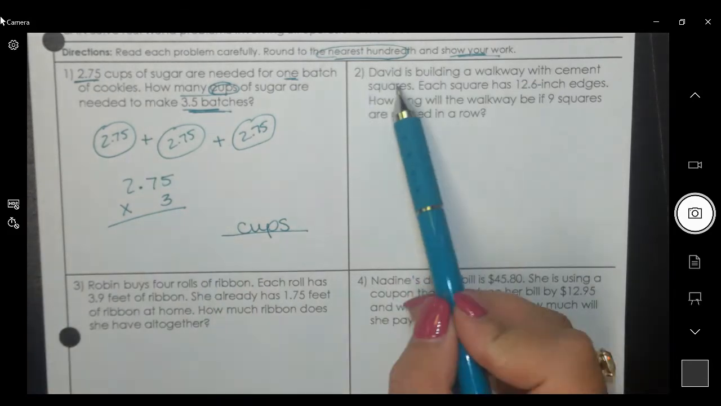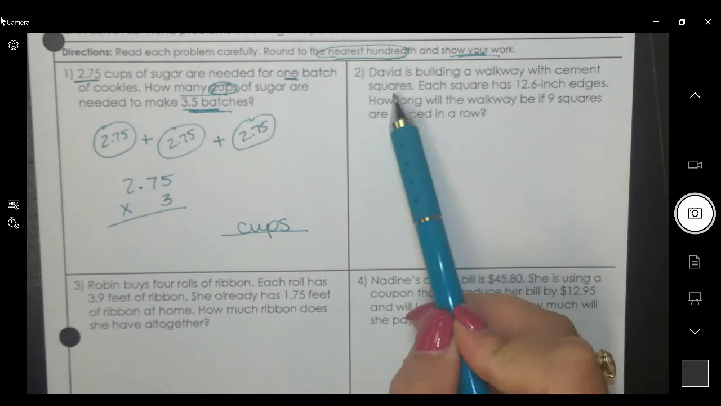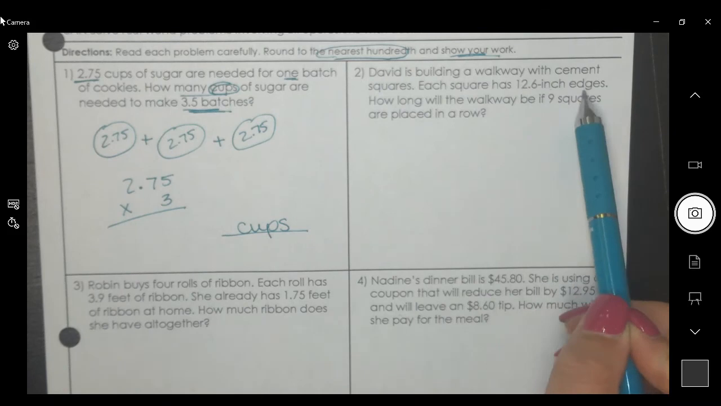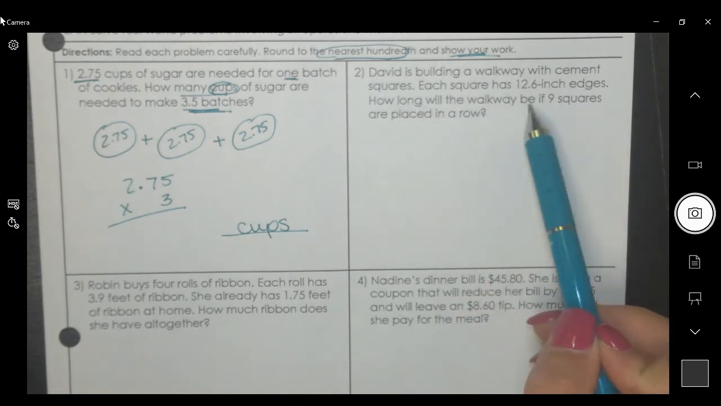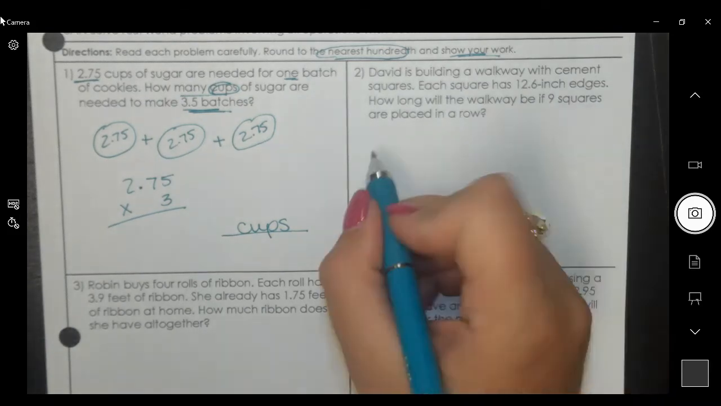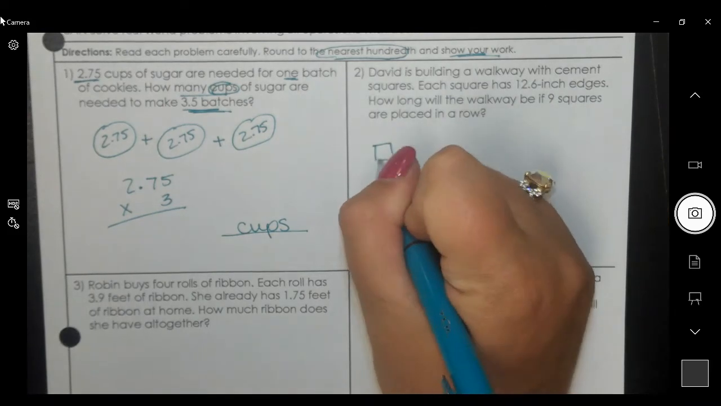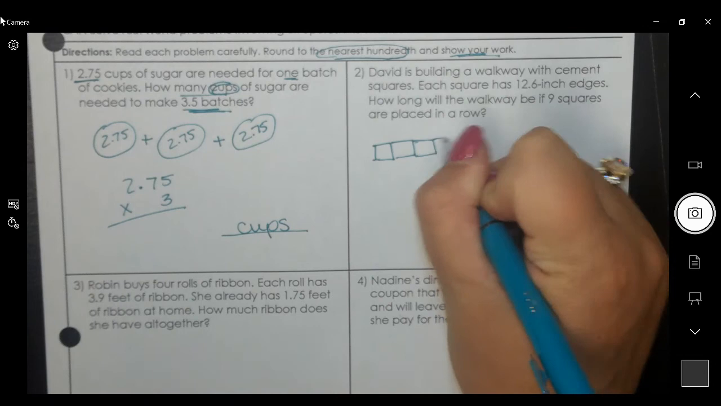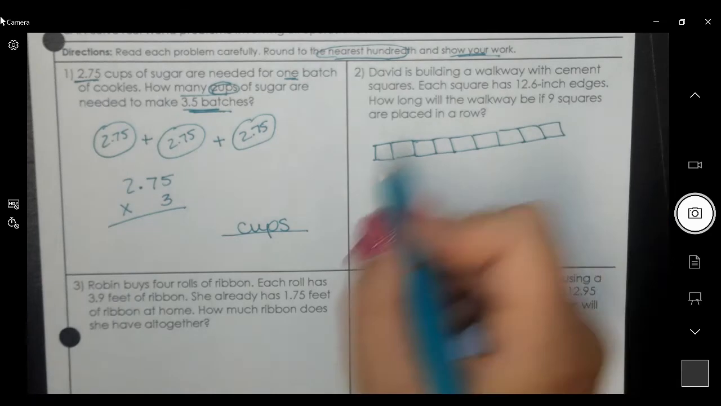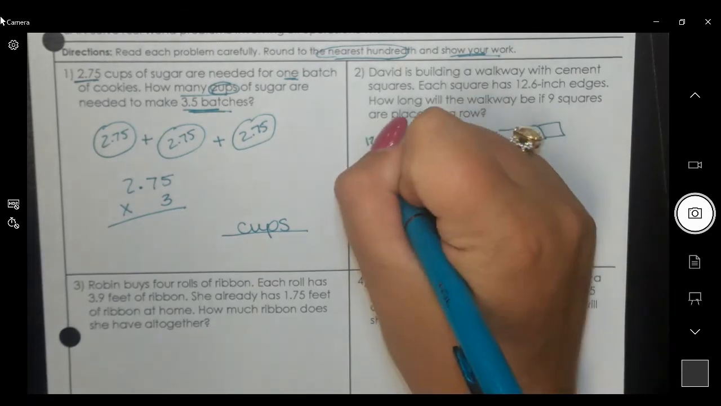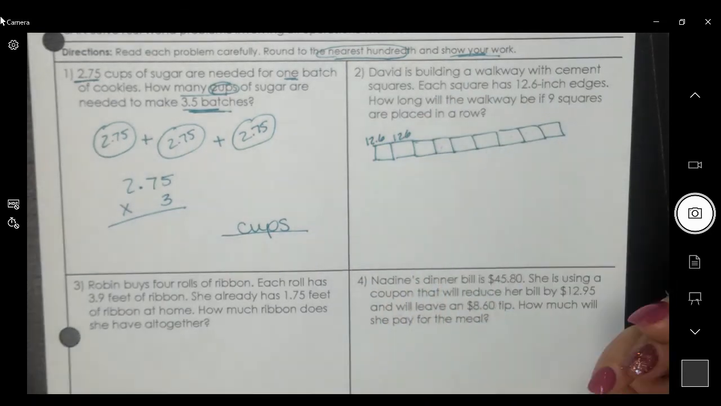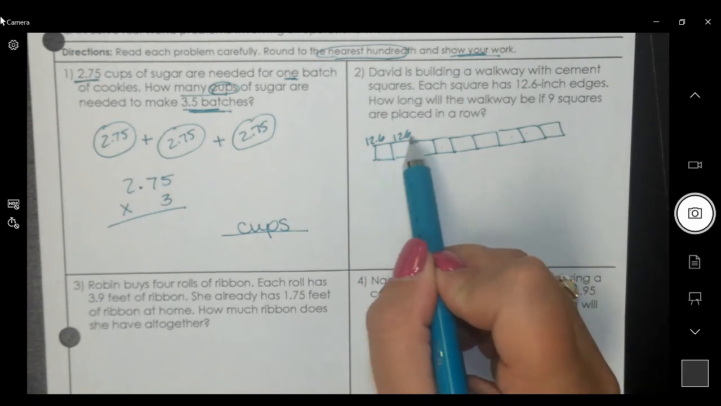Number 2, it says David is building a walkway with cement squares. Each square has 12 and 6/10 inch edges. How long will the walkway be if 9 squares are placed in a row? So they have 9 squares in a row. 1, 2, 3, 4, 5, 6, 7, 8, 9. And each side is 12.6. Each one of these side lengths is 12.6. So we have 9 12.6s.